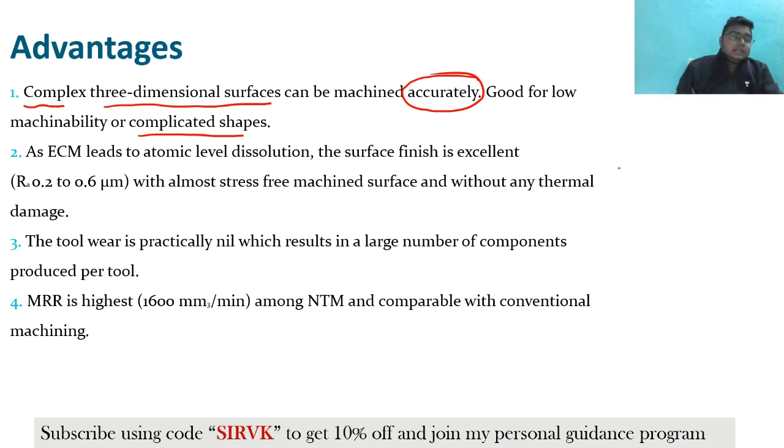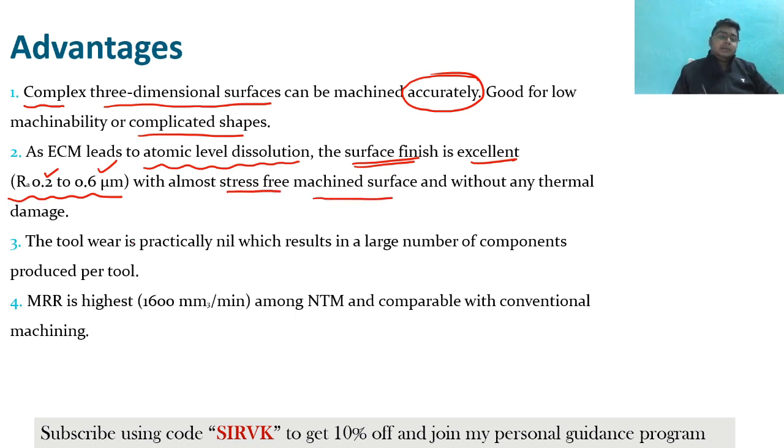Now, next thing is the ECM leads to the atomic level dissolution. That's what I have told you. Since in ECM atomic level dissolution is happening, the surface finish is excellent. Clear that we are getting a surface finish of around 0.2 to 0.6 micron, right? Very low surface roughness, and the lower the surface roughness, the better your surface finish, with an almost stress free machined surface without any thermal damage.